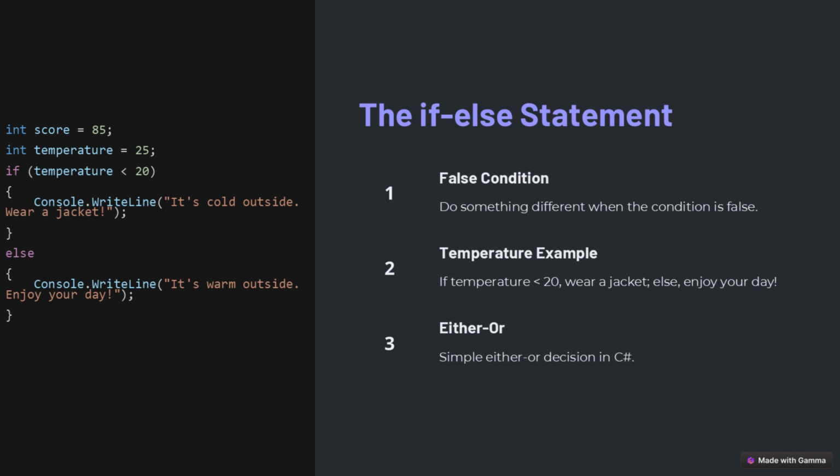But what if we want to do something different when the condition is false? That's where the else statement comes in. Now, if the temperature is less than 20, it prints a message about wearing a jacket. Otherwise, it prints "It's warm outside. Enjoy your day." This is a simple either-or decision in C#.